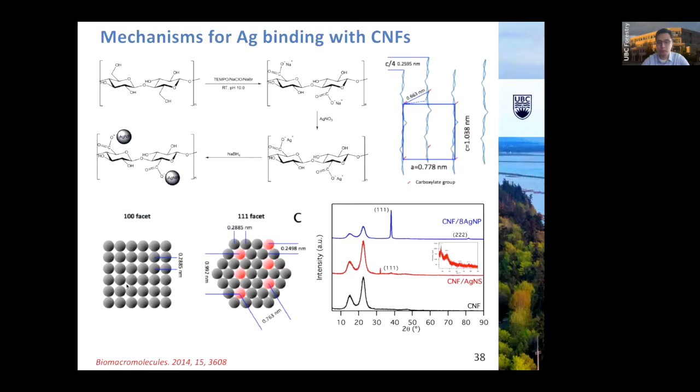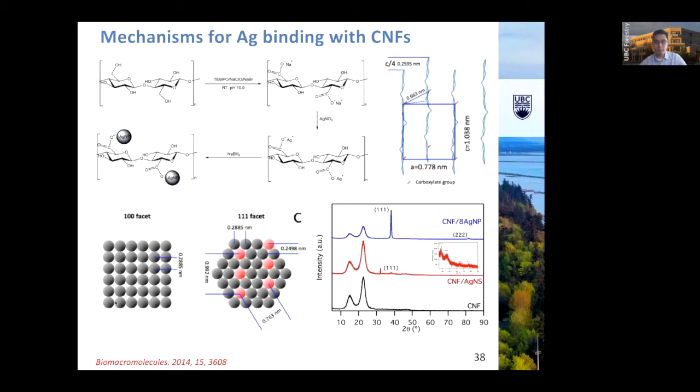What happens? If there's no cellulose nanofiber in there, the silver nanoparticle will grow isotropically. It will grow into a spherical shape, right? It will grow into a ball. But if there's cellulose nanofiber, for example, this is silver, and the cellulose nanofiber is attaching onto the 111 facet, then the 111 facet will not be able to have continuous growth. Therefore, it can only have the lateral growth, right?